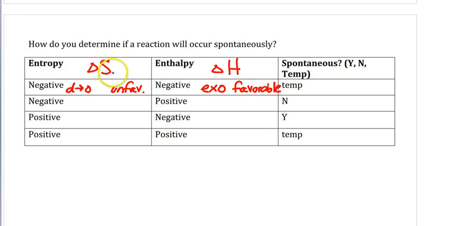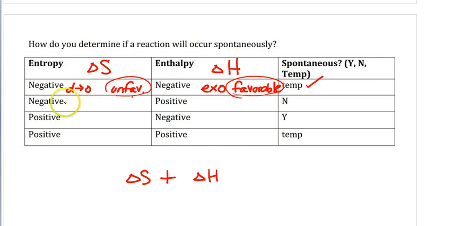Okay, so now looking at these two conditions, you have to consider delta S and delta H to figure out whether or not it will be spontaneous. Knowing that the entropy is unfavorable and my enthalpy is favorable, what it's really going to depend on then is the temperature. Based on the temperature, we will know exactly how likely it is for it to be spontaneous. So we cannot say yes or no. We will say it depends on the temperature, whether or not it will be spontaneous.